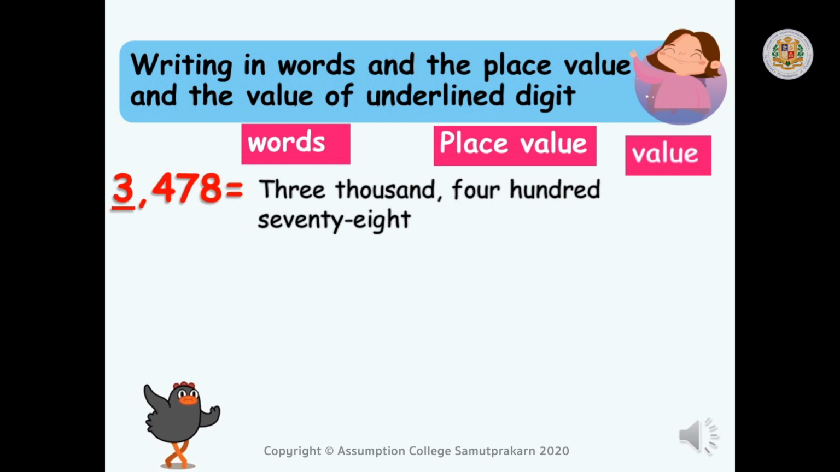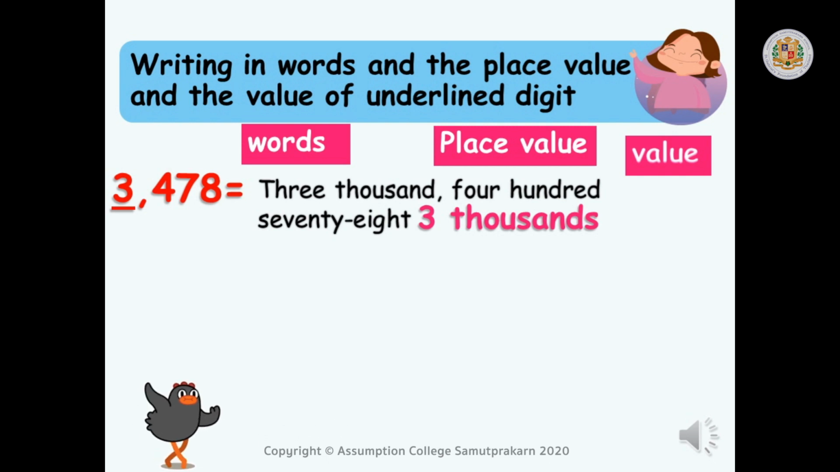Now, in reading this number in words, sometimes you can use AND between 470. Either way, with the word AND or without, it's still correct. What is our underlined digit in this number? Yes, it's digit 3. The place value is in the thousands place, or we can read 3,000s.